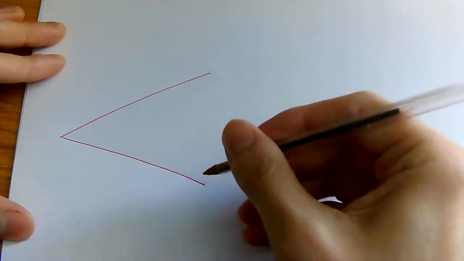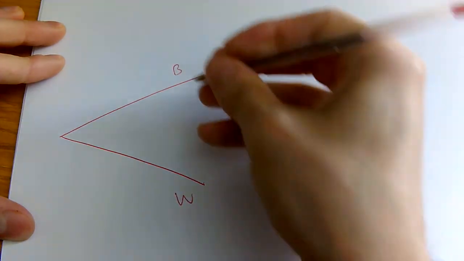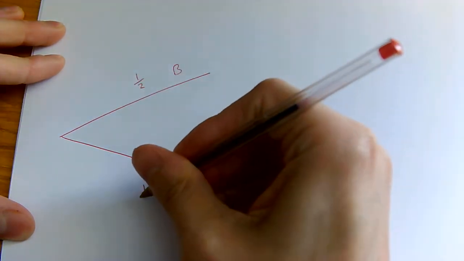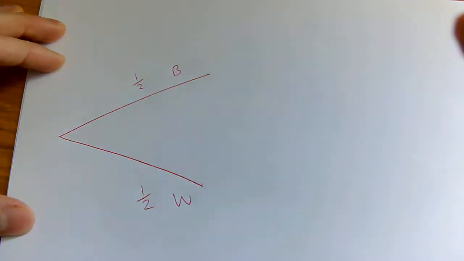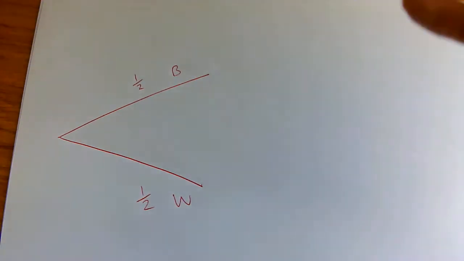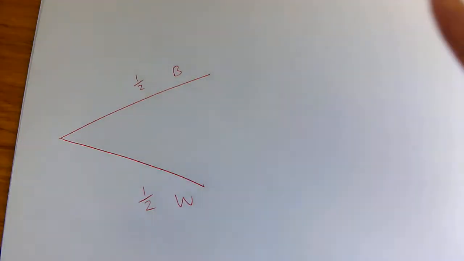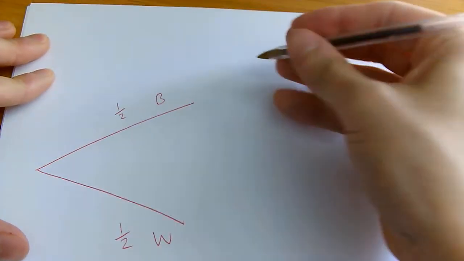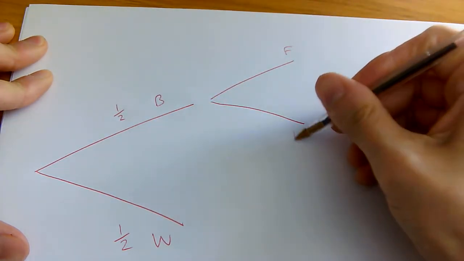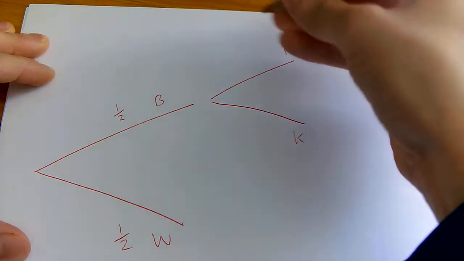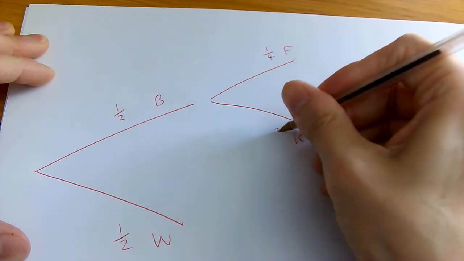So the first choice is between the blue and the white bowl. So I'll put blue bowl there, white bowl there, and I've got no preference here. 50-50 chance, 1/2, 1/2. So far, so good. Now, this is a conditional probability question. The chance of choosing a knife or a fork is entirely dependent on whether you chose the blue or the white bowl. So if you chose the blue bowl, you've got a knife and fork choice. I'll put fork there and knife there. And the fork is 1 out of 4, and the knife is 3 out of 4.